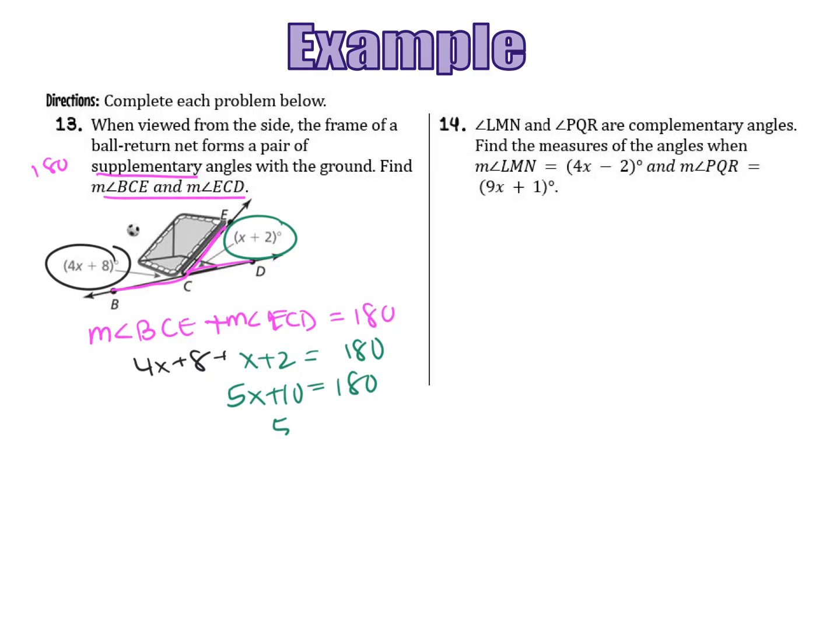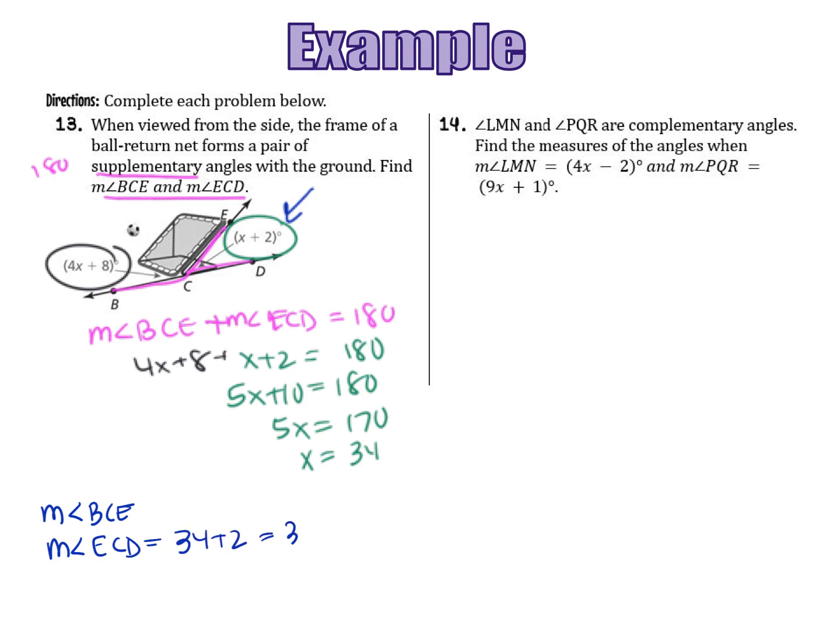Then I can subtract 10 on both sides, and then divide by 5 to get x equals 34. Now, don't forget, this question did not ask us to find the value of x. We needed the value of x, but what we are being asked to find is the measure of angle BCE and the measure of angle ECD. I'm actually going to find ECD first because it looks a little easier. 34 plus 2 is going to give me the measure of angle ECD, which is 36 degrees.